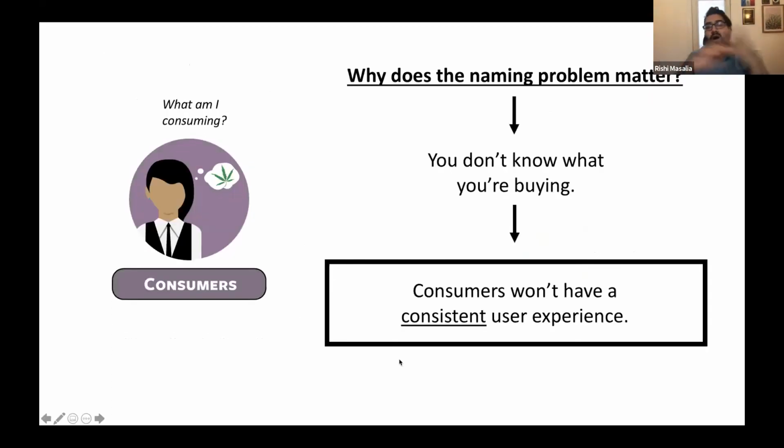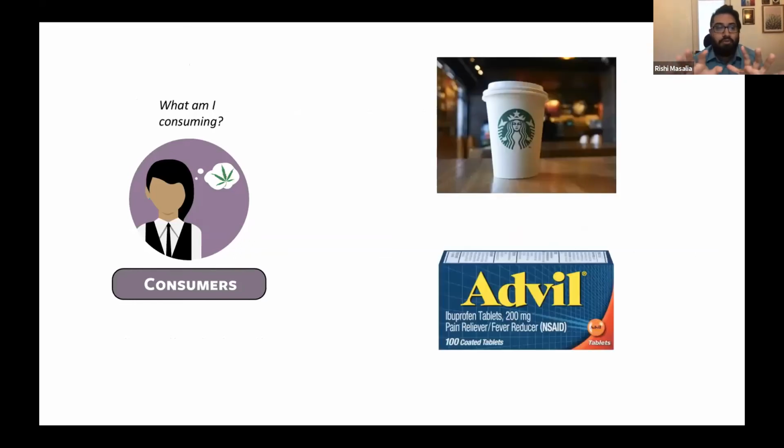So what does this all mean? Why does the naming problem matter? Why do we care? The naming problem matters because you don't know what you're buying. And if you don't know what you're buying, you as a consumer or a patient won't have a consistent user experience. I want to describe that with two examples.